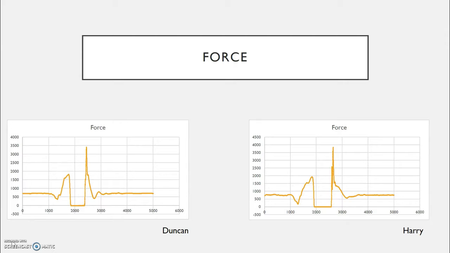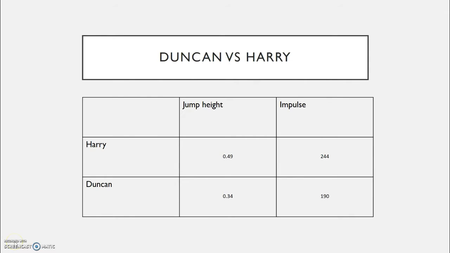Comparing Duncan to Harry, we can see that Harry had a larger jump height than Duncan. This could be down to the amount of impulse generated. A bigger impulse creates a larger force ending in a larger velocity, meaning a higher jump. As we can see from the table, Harry generated 1 1/5 more force than Duncan, ending in a better jump result. Therefore, if Duncan was to improve how much force he could generate, he would end up with a better jump height.